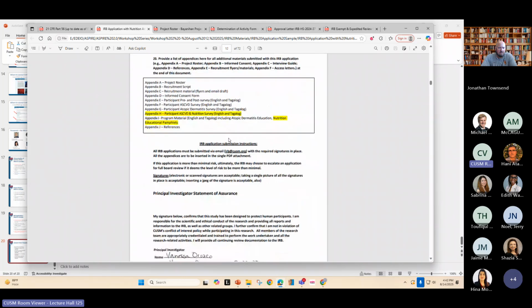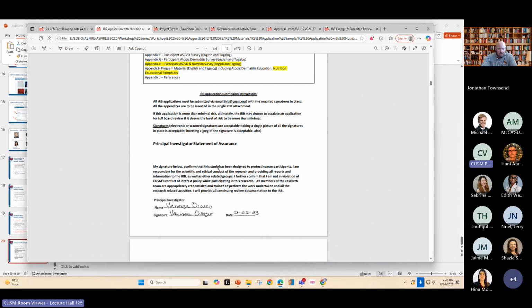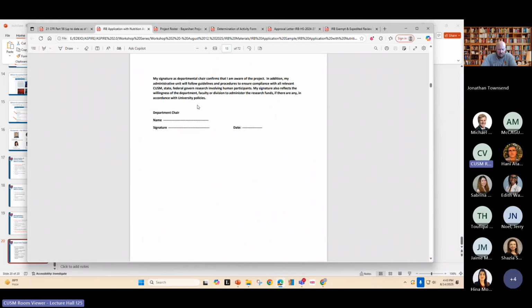You'll note at the end of the application, on the last page, there's a list of appendices. We have a number of appendices. Look what we're submitting. Appendices A, project roster. B, recruitment script. C, recruitment material, flyers, brochures, email draft. D, consent form, etc. I'm putting in everything that's involved, that's paperwork or brochures or materials that I'm using in this research project. We're going to list those out here for appendices. And when all that is complete, our principal investigator signs. And there's a last page here that's signed by the department chair for departmental approval.